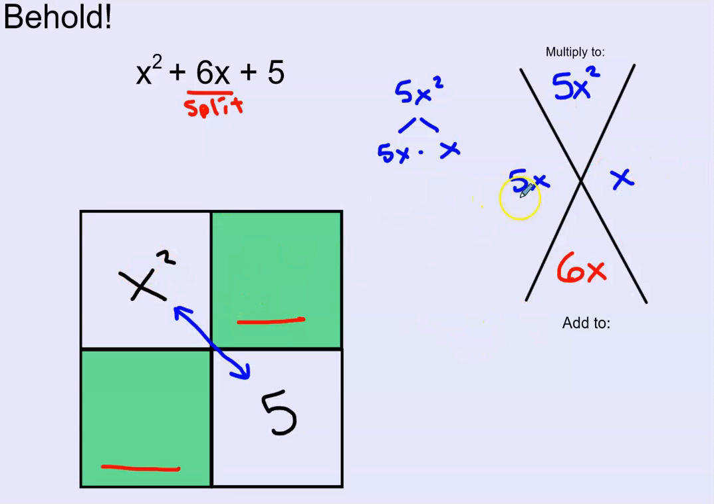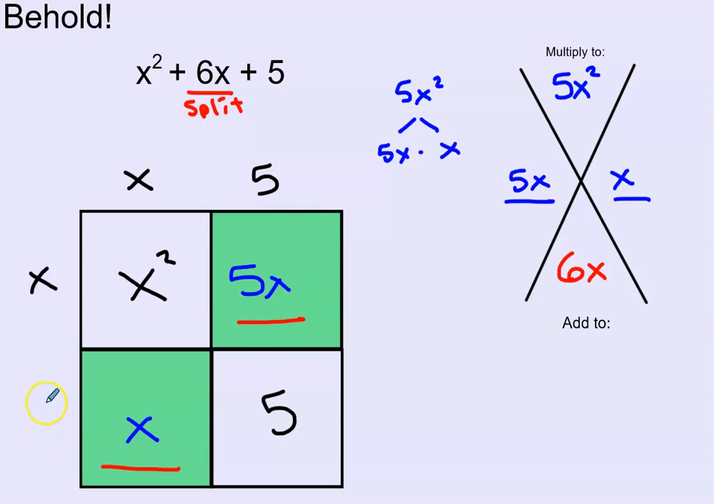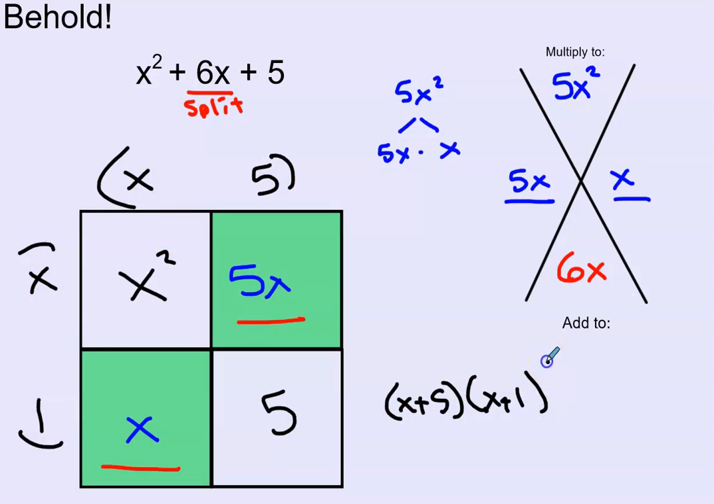So now we're going to plug these two terms in here, 5x and x. Now all that's left to do is to figure out the outside, which is kind of the easy part, right? The only way to get x squared would be x times x, and then x times 5 is going to give me my 5x, and then 5 times 1 is going to give me that 5, or x times 1 is going to give me that x. So now I have my answer, x plus 5 times x plus 1. Boom. All right, let's try another example.